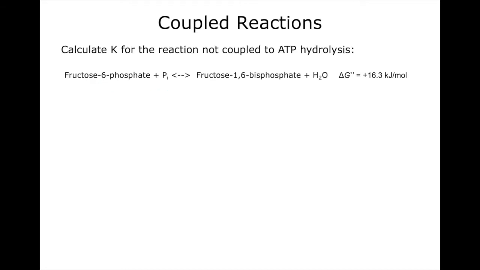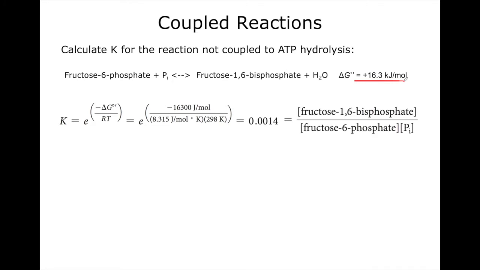So let's look at the equilibrium constant for this reaction that is not coupled to ATP hydrolysis. Of course, we have a positive delta G. If we plug that into our equilibrium constant formula, it looks something like this, and we should get an equilibrium constant of about 0.0014. That means that if we put that over 1, for every 1 mole of our reactants, we have only a fraction, or 0.0014 moles, of our product. So that means that our equilibrium lies far to the left.